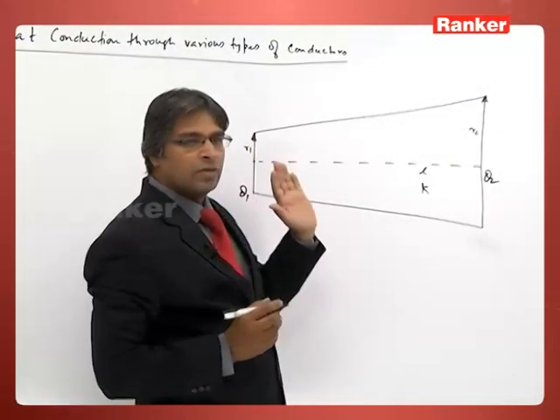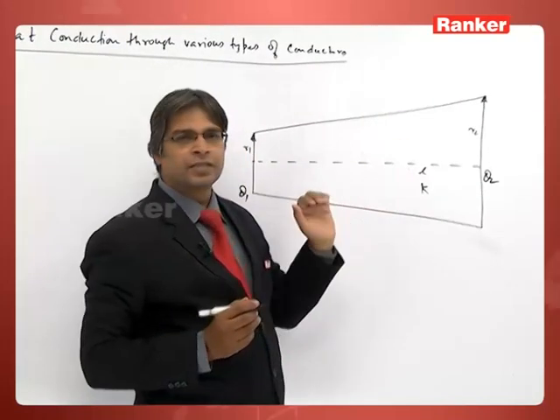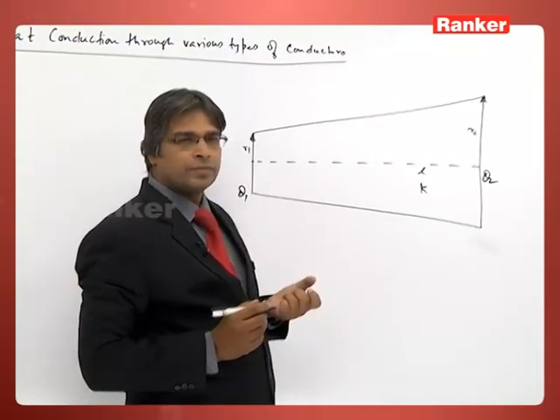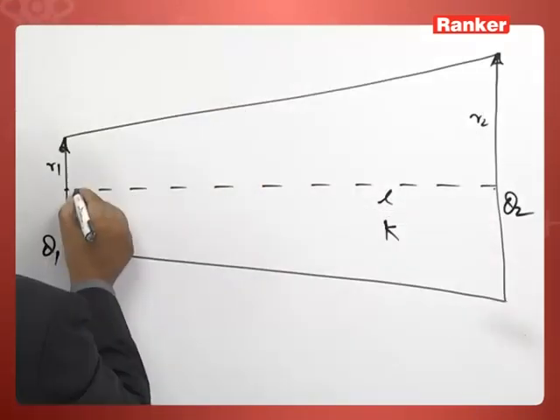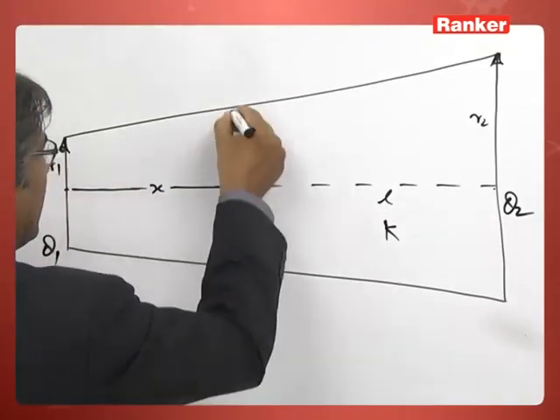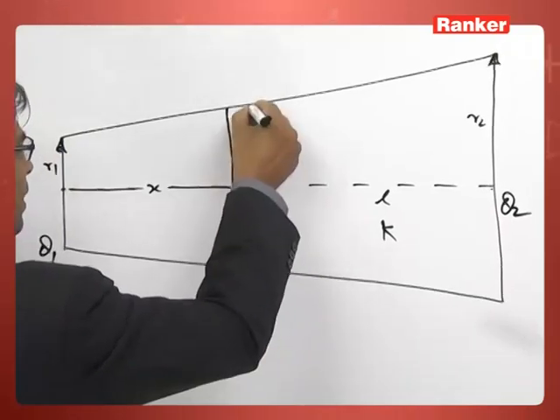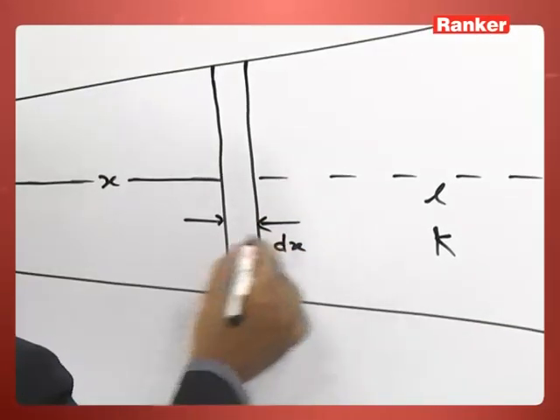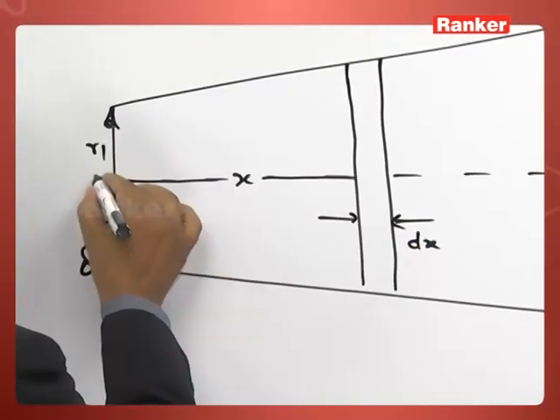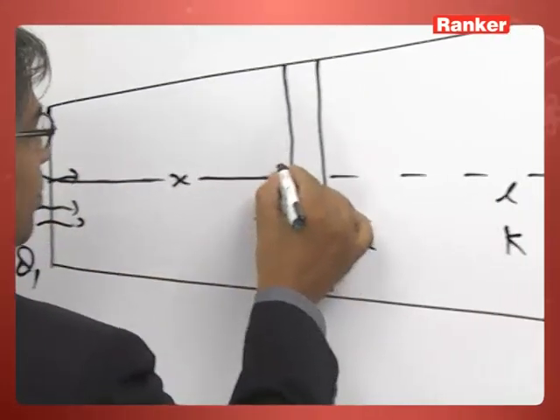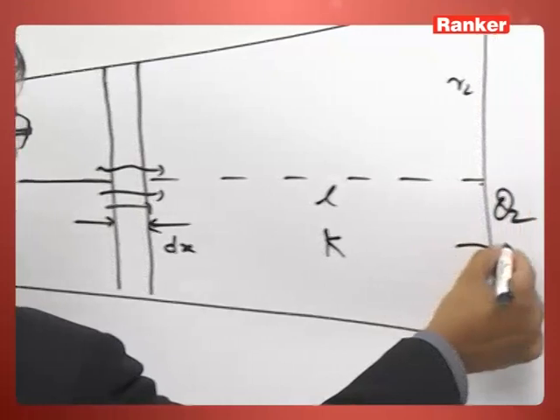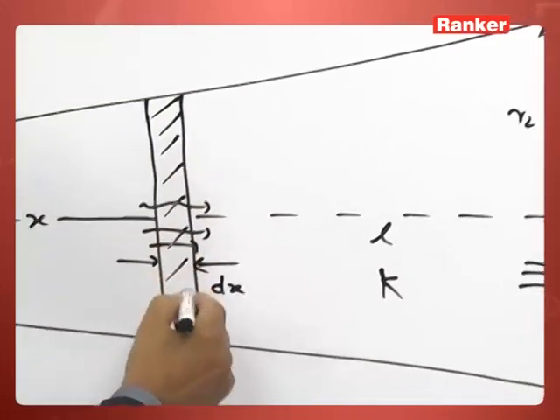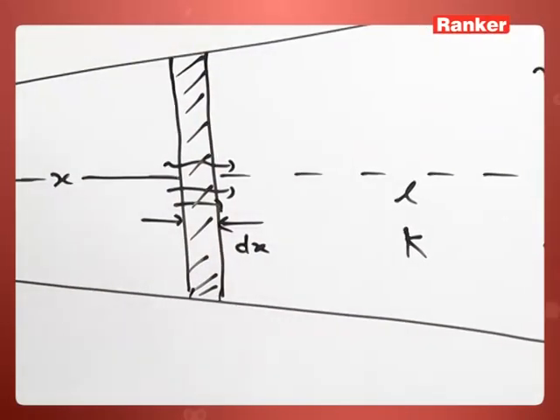Now, we have to calculate the net heat flow through this rod. So, what I will do is, at a distance of x, I will consider a strip, and you see this width is dx. At steady state, whatever heat flows from here has to pass through all the sections. So, I must know the geometrical properties of this element.